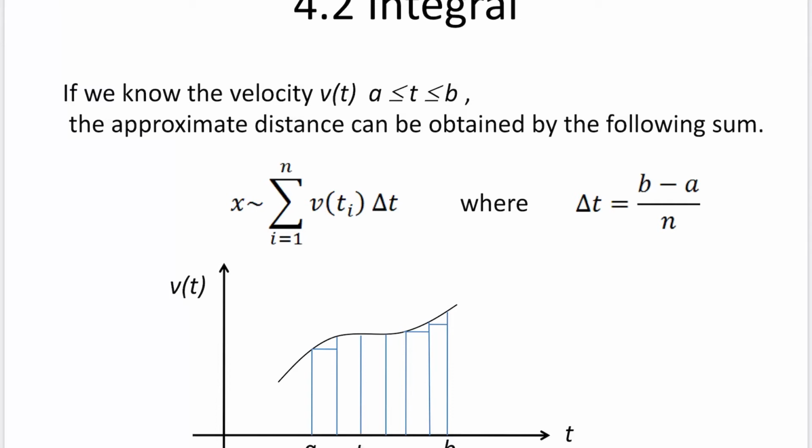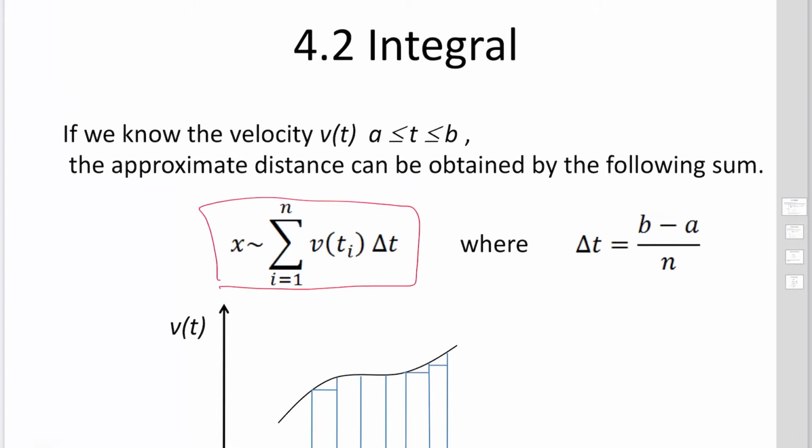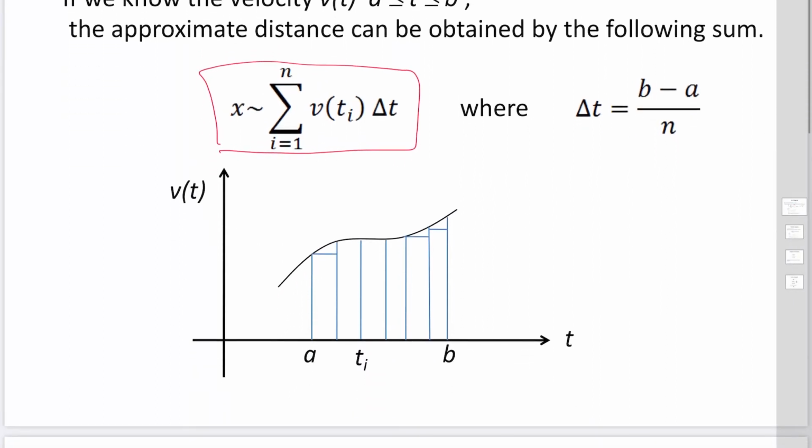We are going to study integrals. If we know the velocity v as a function of time t between a and b, the approximate distance can be calculated by these sums. x is the sum of v times delta t. What is v times delta t? This is delta t. This is v(t).